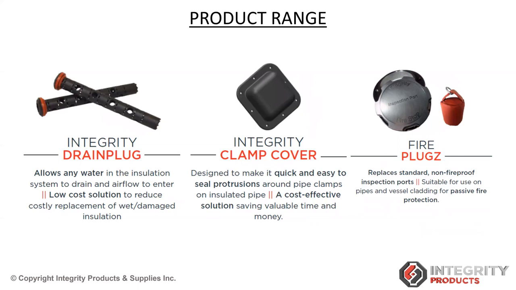Our Integrity clamp covers make it quick and easy to seal around protrusions such as Grinnell clamps that come through the insulation and the metal cladding. Traditionally it's been a fabricated piece made on site. You'd build a metal box around a Grinnell clamp. So our Integrity clamp covers are a fantastic alternative, quick and easy to use on site. We also have our Integrity fire plugs, which are made from a stainless steel port, and they have a fire resistant pillow on the inside.